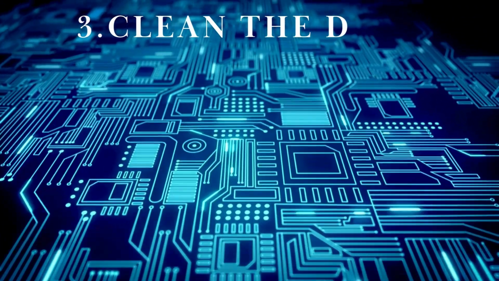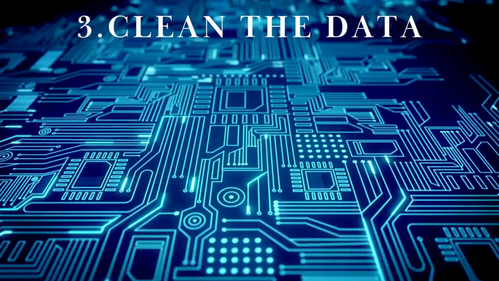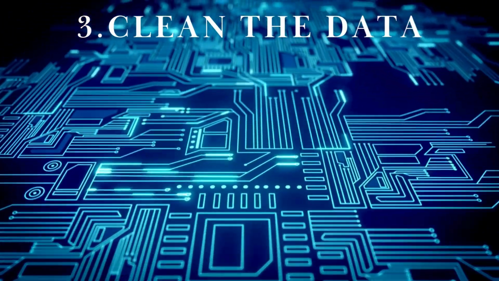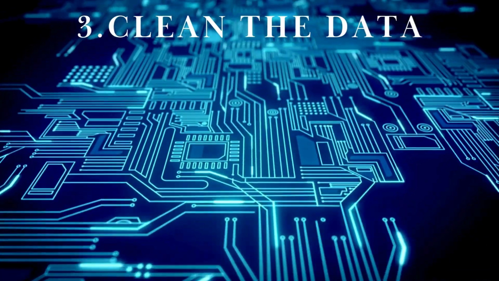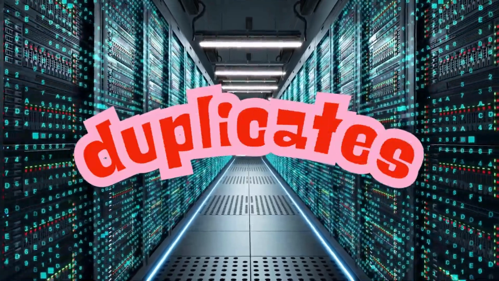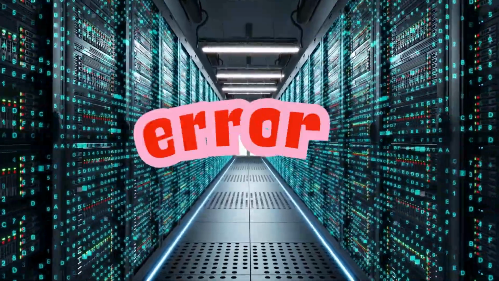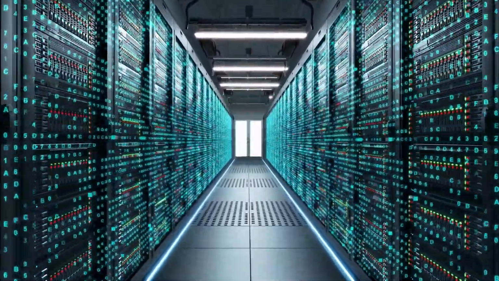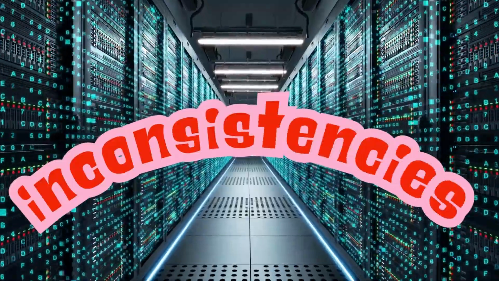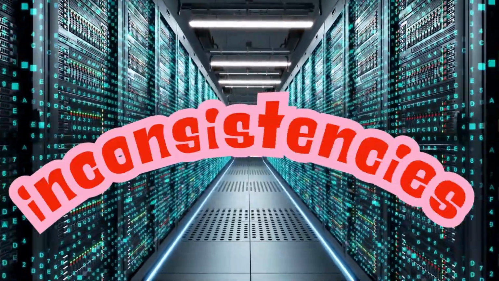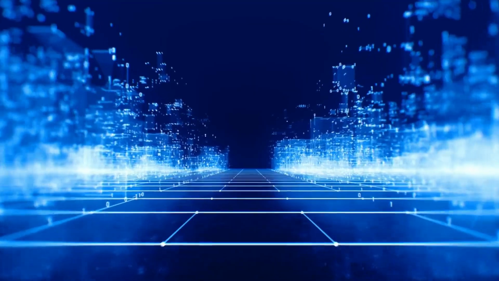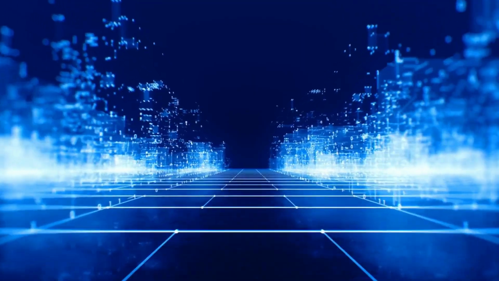Step 3. Clean the data. Here's the part that most people overlook, but it's absolutely critical: data cleaning. Raw data is messy. It has missing values, duplicates, errors, or inconsistencies. Imagine making decisions with a GPS that gives you the wrong location. That's what messy data does. Cleaning ensures accuracy and reliability so that your analysis doesn't mislead you.